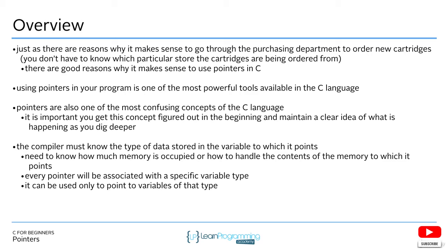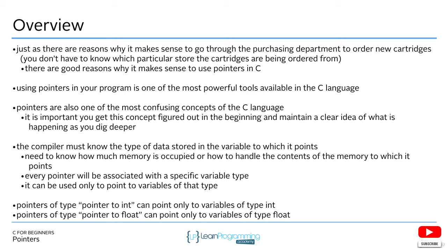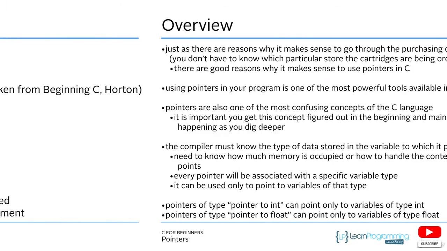It can be used only to point to variables of that type. We'll give an example of this when we talk about defining a pointer. So for example, pointers of type pointer to int can only point to variables of type int. Again, a pointer has a value of an address. That address may contain a value somewhere in memory. Pointers of type pointer to float can only point to variables of type float.